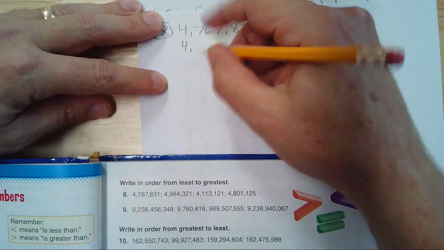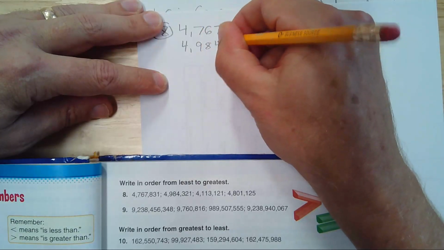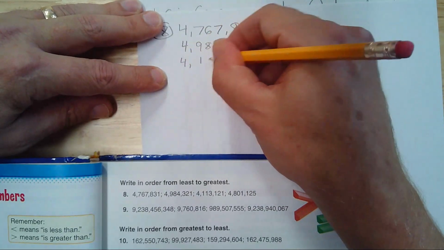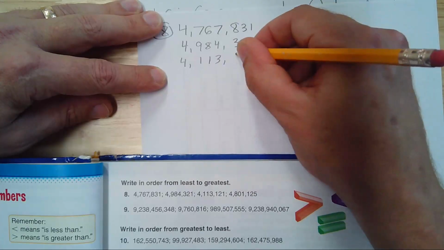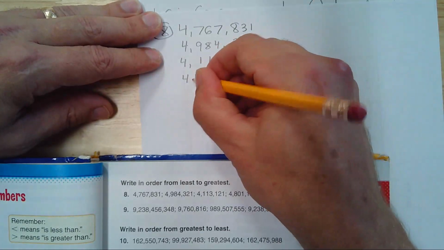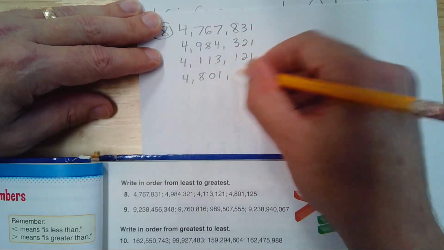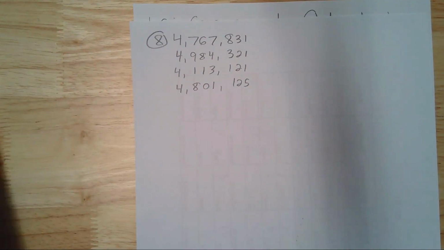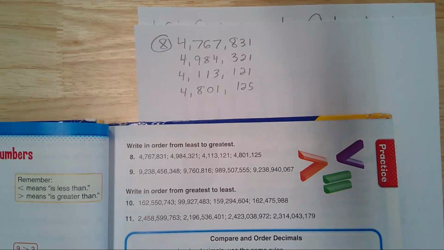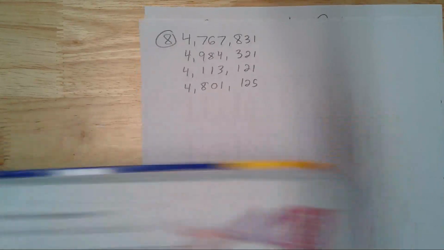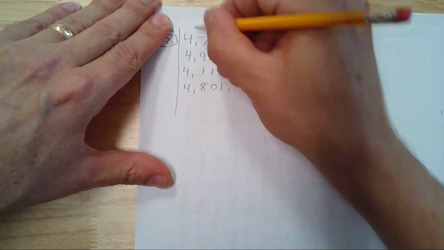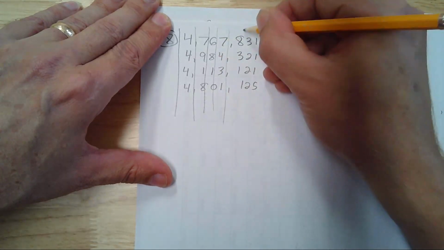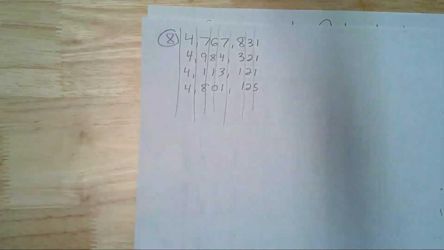Now I'm going to get, what's my next number? 984,321. Then I got 4,113,121, and finally 4,801,125. And so same 4 numbers here, I just rewrote them in a different way. I wrote them in my up and down way. And the reason I did that, again, if you look real carefully, you can see all my place values are all kind of together there, yes?